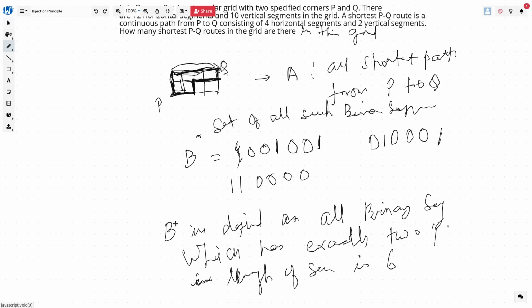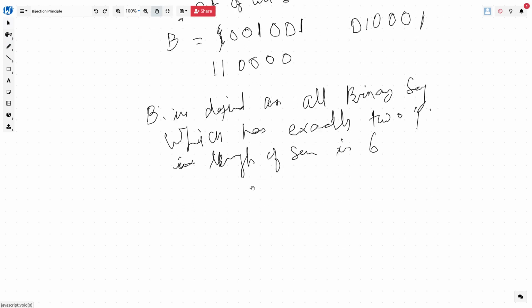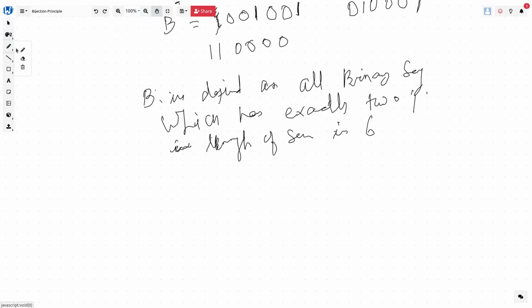So we define this set B as all binary sequences which have a length of 6 and exactly two ones, and we know how to solve this problem, right? So we have to find two ones out of this 6-length binary sequence, which can be done via 6C2. So finding the two combinations of 1 among the 6 places, right? So this can be done via 6C2, which is again nothing but this, again 15, right?